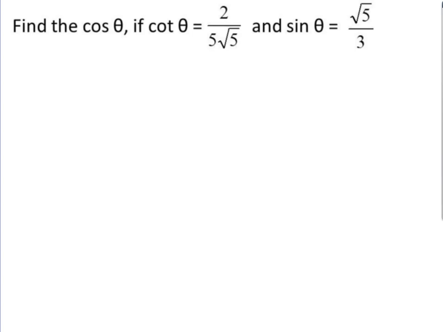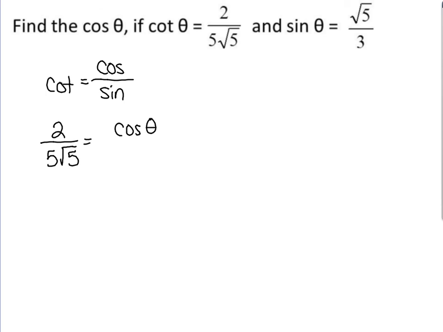If we need to find the cosine, if we are given the cotangent and the sine, remember cotangent is just equal to cosine over sine. So we can fill in the values that we know. Our cotangent is 2 over 5 radical 5. Our cosine is unknown, so we're just going to leave that as cosine of theta. And our sine value is radical 5 over 3.